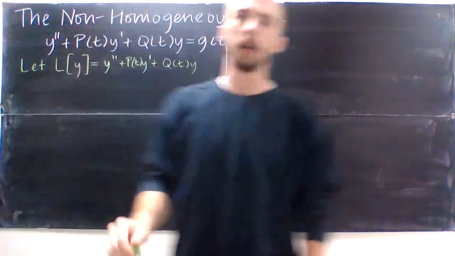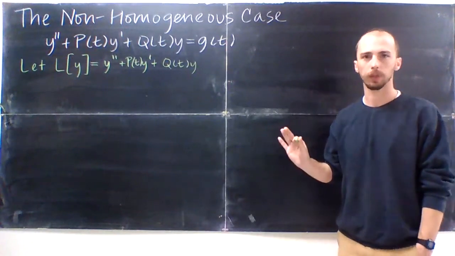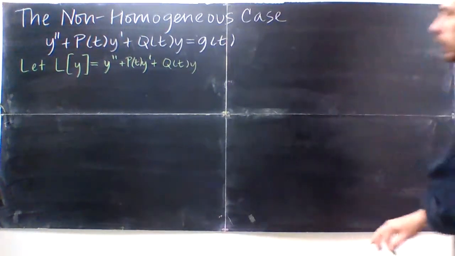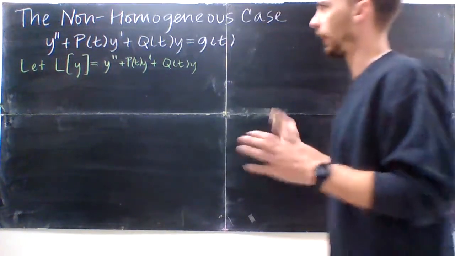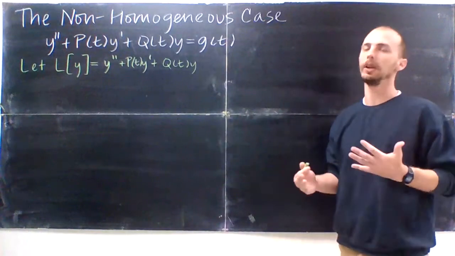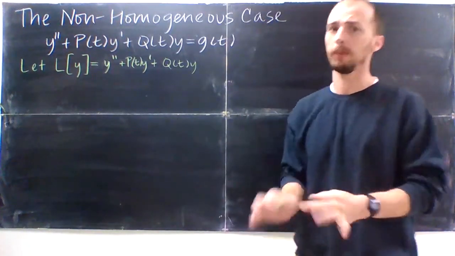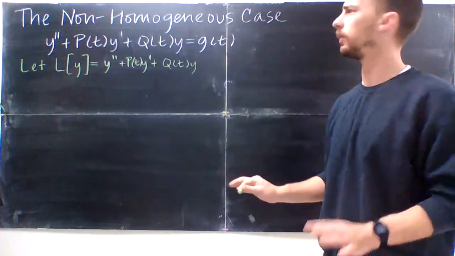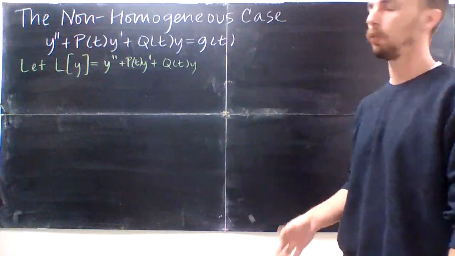Now this is for a given choice of p and q. Those are already set. So L of y is something that we're going to do to this function after we already know our differential equation. It's not an operator that takes in a function y and also a function p of t and q of t. I'm not really trying to consider all of those cases. I'm just saying for a given p and q, that's what I'm going to let L of y be.